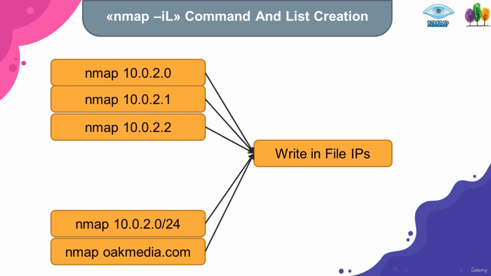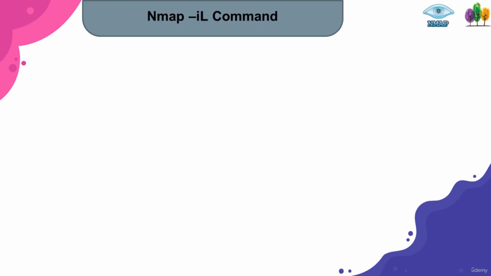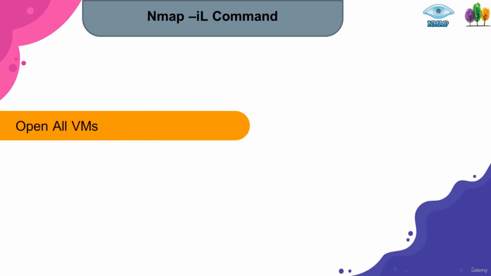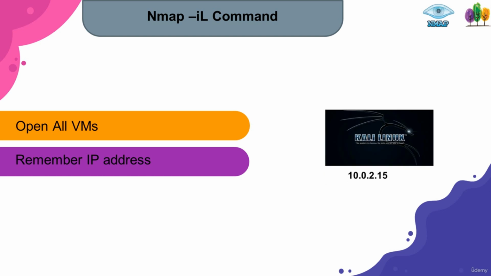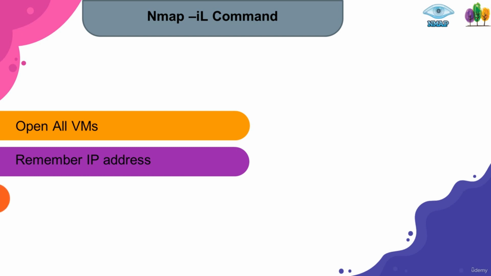So let's open up these virtual machines that we created. And we'll remember the IP addresses of the virtual machines. So the Metasploitable IP is 10.0.2.4. Ubuntu IP is 10.0.2.7. Windows is 10.0.2.6. Kali Linux is 10.0.2.15. Good, so now the file can be created as follows.